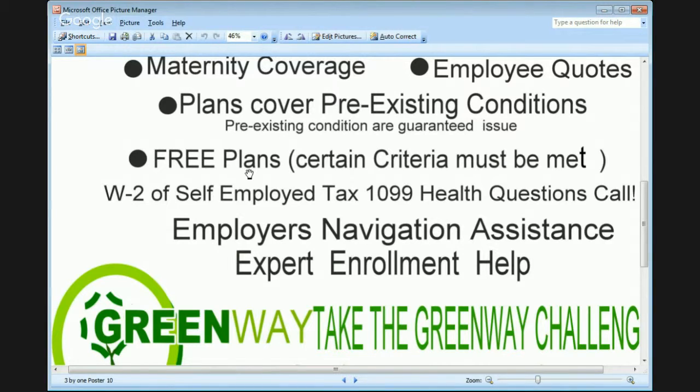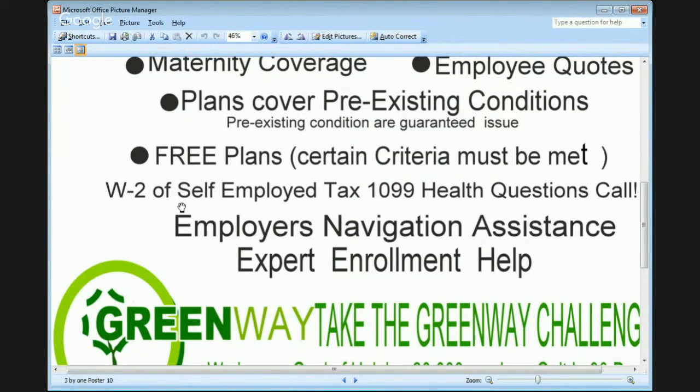If you have pre-existing conditions, you're going to need that coverage. So it shouldn't hurt too much to cut out maybe cigarettes or a couple of sandwiches a week, or maybe a month, so you can pay for that. And we have free plans, all right, but you've got to have certain criteria to make it. W-2, self-employed, tax, 1099. Health questions, you give us a call, 333-1583.